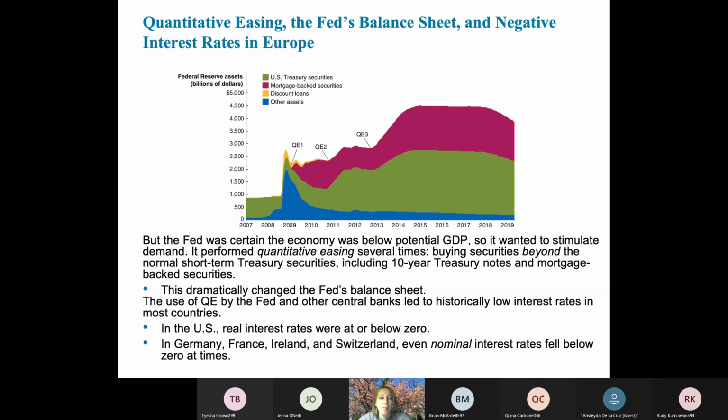So this graph shows how the balance sheet of the Federal Reserve changed after the financial crisis, or during the financial crisis. So in the past, there were some U.S. Treasury securities and some other assets, including buildings and all that.